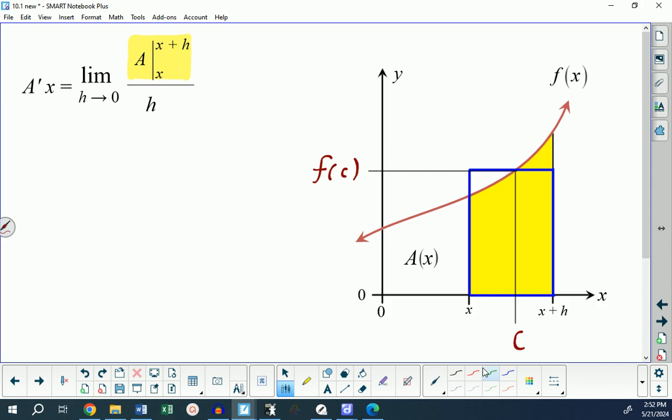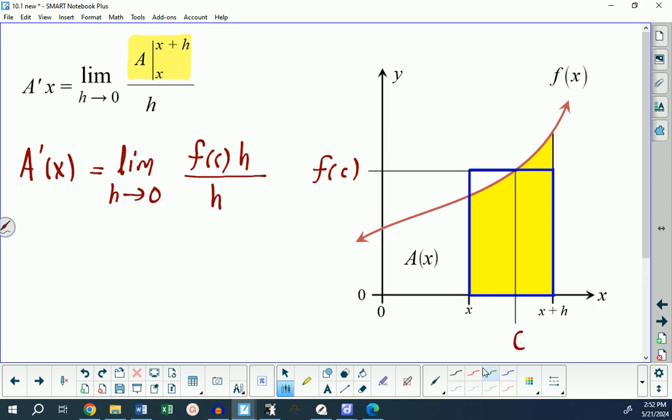So what is the area of the highlighted portion, which is equal to the area of the blue rectangle because it's a perfect fit? Well, it's the length times the width. Well, the width is h. And the length, or the height, is f of c. So the numerator of this limit is f of c times h over h, which is f of c, because the h on the top and the bottom cancel.